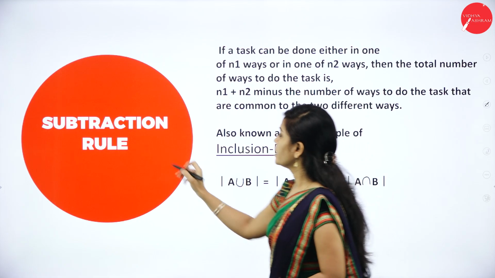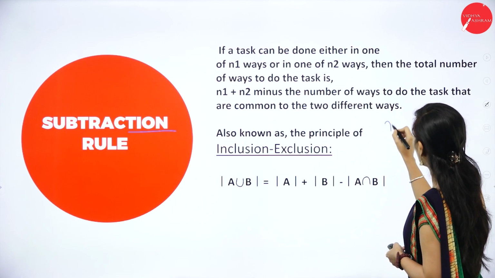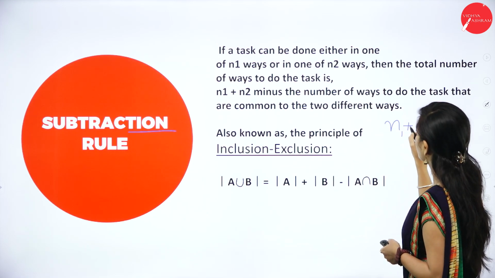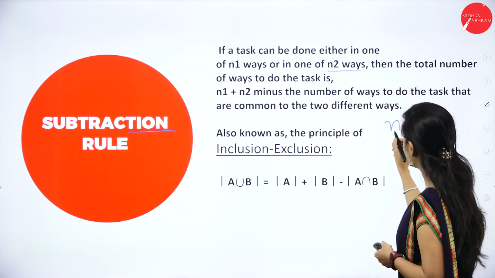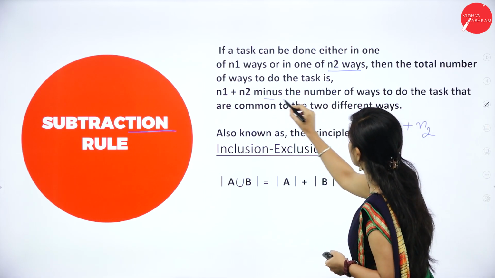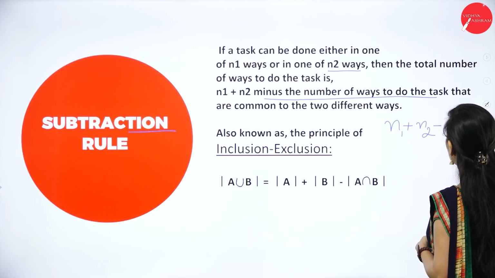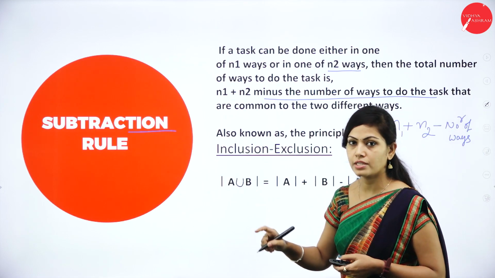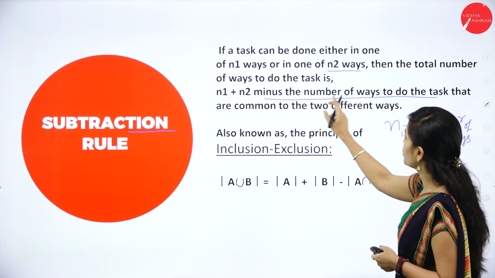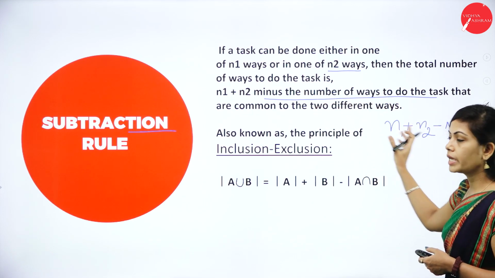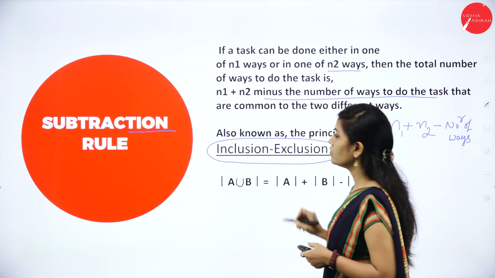The next concept is the subtraction rule. If a task can be done either in one of n1 ways or one of n2 ways, then the total number of ways to do the task is n1 plus n2 minus the number of ways that are common to both. This is called the subtraction rule. The subtraction rule is also known as the inclusion-exclusion rule.